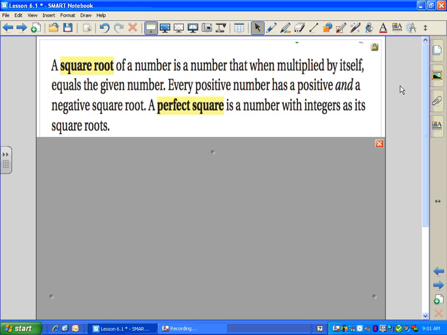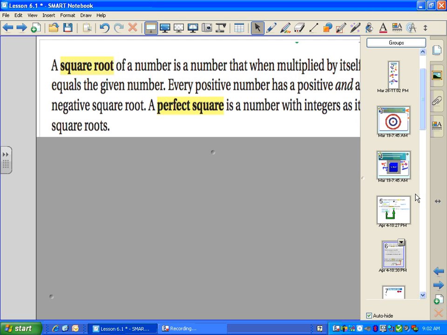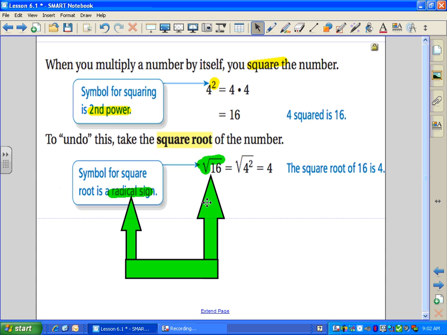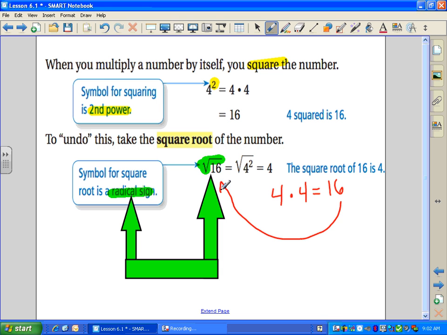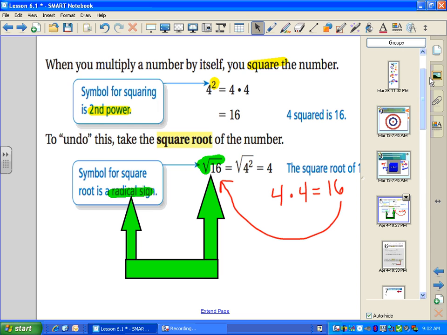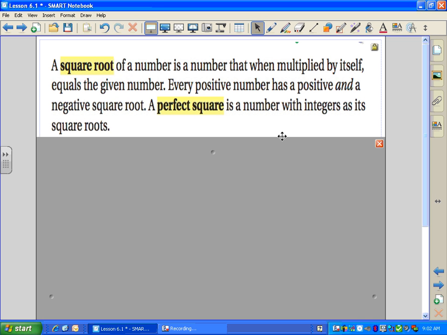All right, just a reminder that when you take the square root of a number, it's that number multiplied by itself. So if I go back to the last example, the square root of 16 is 4, because 4 times itself, 4 times 4, is equal to 16. So the square root of a number is that number times itself.